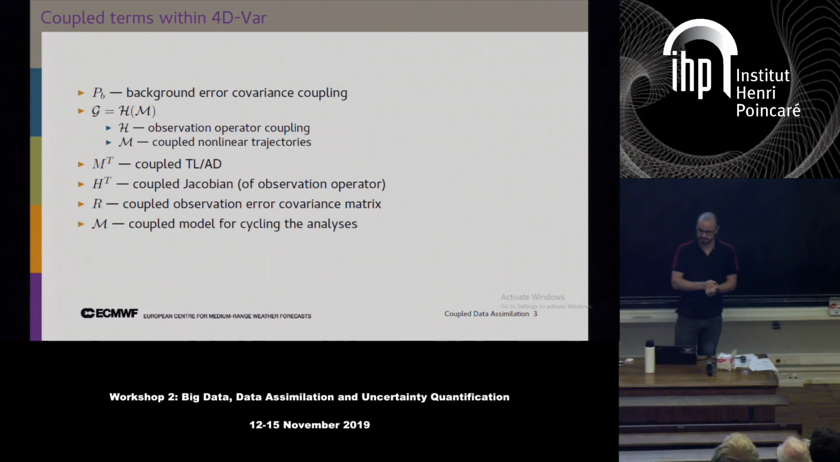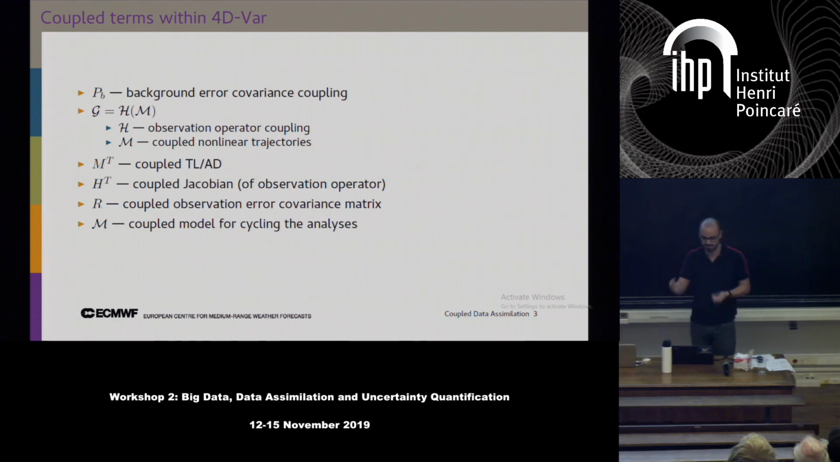If our nonlinear, or generalized, observation operator G has coupled terms, it could have coupled observation operators in there. It could have coupled nonlinear trajectories as we propagate through the 4D-Var, or in the forward step of the 4D-Var. If our tangent linear and adjoint is coupled, that gives us coupled Jacobians. Coupled observation error covariance matrix.